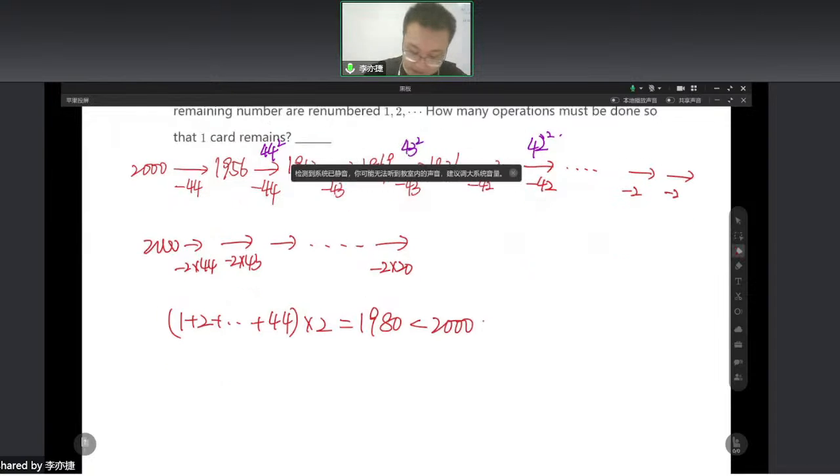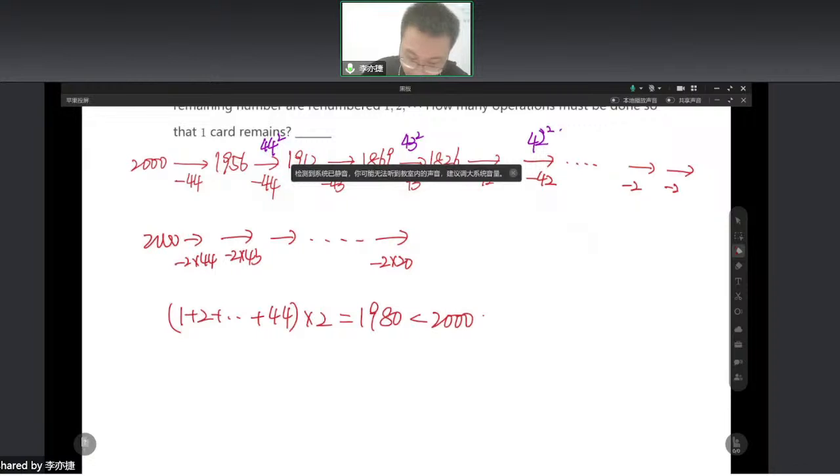So in this case, let's calculate this out to find what's the answer. So it's 20 to 44, and then times, how many numbers are there? It's 25, right? Times 25. Don't divide by 2. So it's 20 square. So we reach 20 square, and then we should remove another 20 to reach 380.